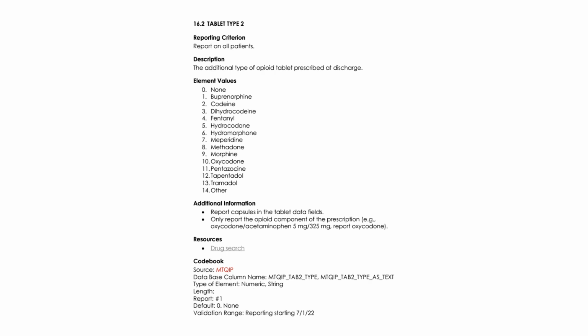Tablet type 2 is reported for an additional type of opioid tablet prescribed for a patient at discharge. Only report the opioid component of the prescription. Do not report if patient elopes and prescribed status is unclear.